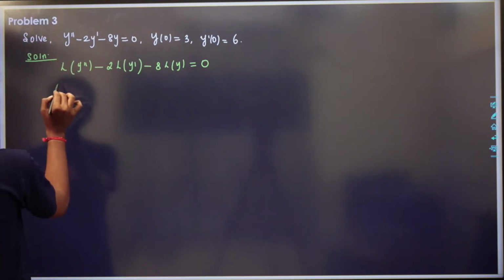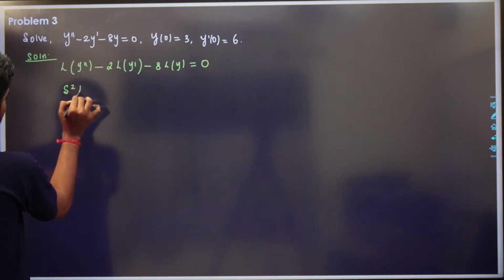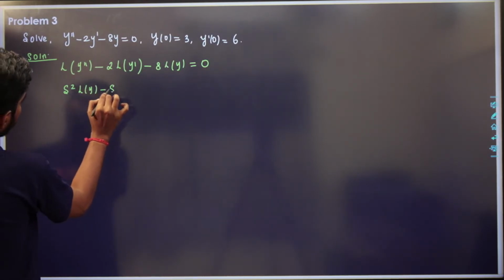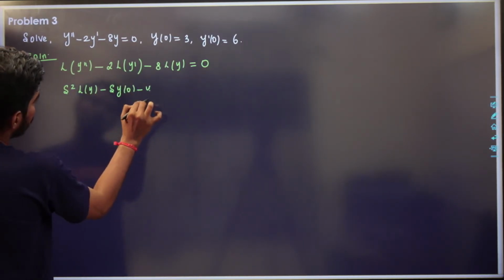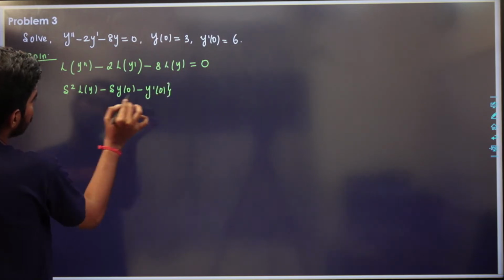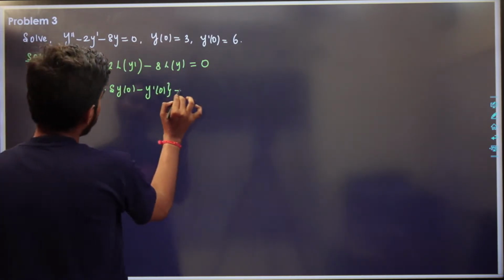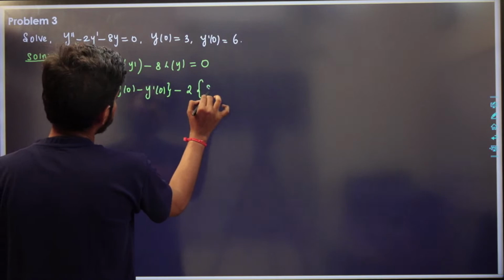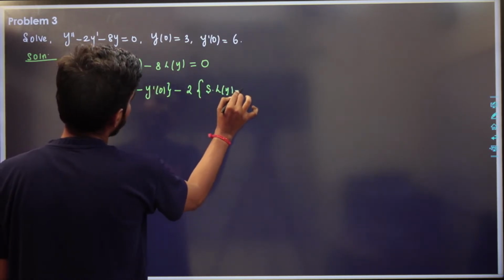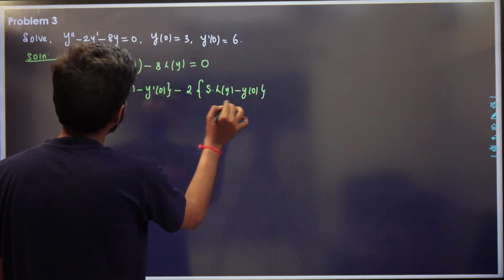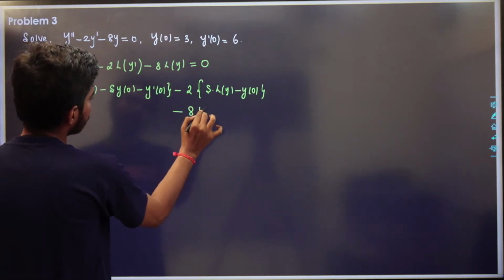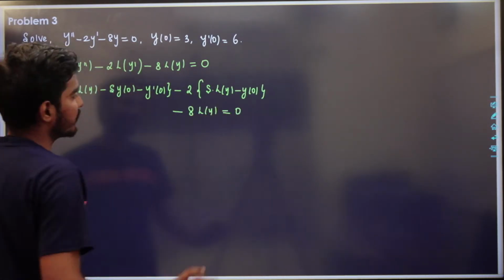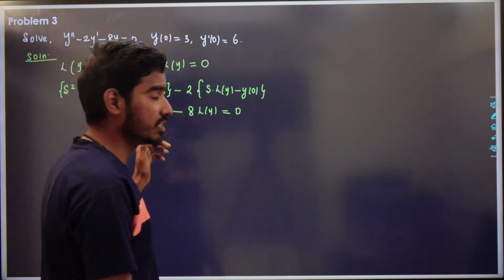So L of y double dash. So s square L of y minus s into y of 0 minus y dash of 0. And what about L of y dash? So it is s into L of y minus y of 0. And here we have 8 times L of y is equal to 0. Right? This is a UPSC question. Right? Very simple question.